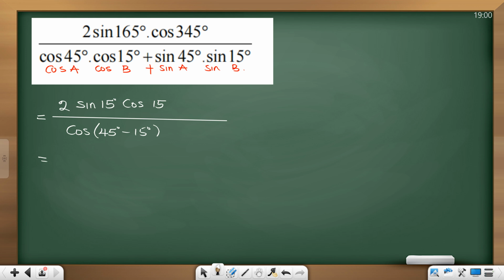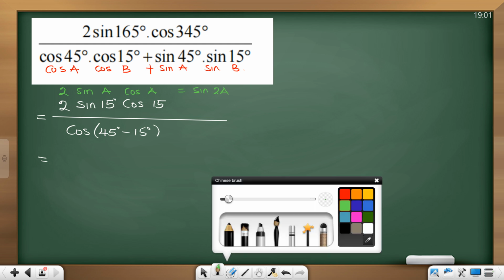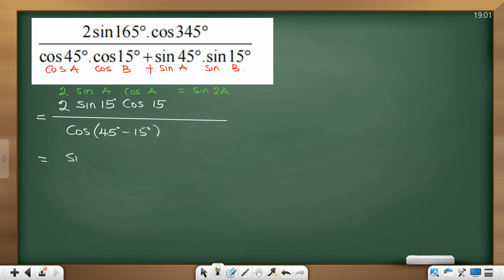Hold on. Look at the top. What do you notice? I don't know if you see that. This is what? 2 sine A cos A. And what is that equal to? That is equal to what? Sine 2. Please use your formula page. Sine 2A. What is my A now? 15. So what will this give us? Sine 2 multiplied by 15 over what?